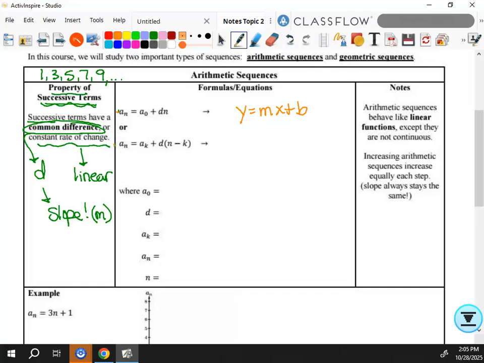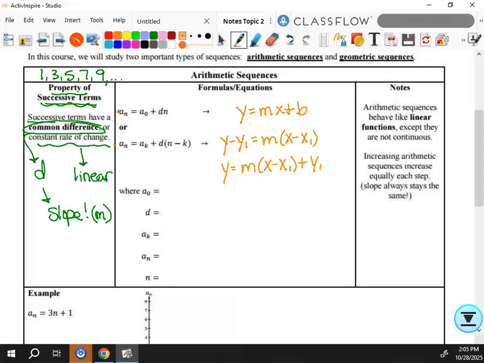Point slope form. So we know that's y minus y1 equals m times x minus x1. But notice there's just an a sub n over there by itself. So just like we did on that little warm-up, we're going to move that y1 and get y equals m times x minus x1 plus y1. Everybody good so far?